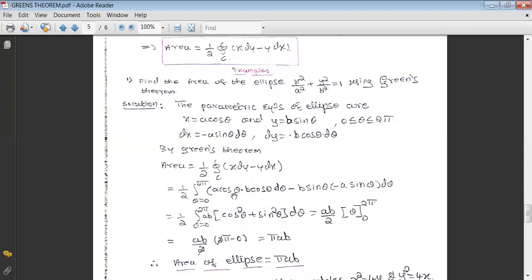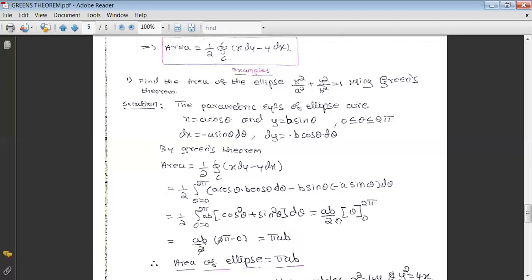Theta varies from 0 to 2 pi, x equals a cos theta, and dy is b cos theta d theta. Minus y, and y is b sin theta, and dx is minus a sin theta d theta. Let us substitute the values of x, y, dx, dy from the above steps. We are going to get this. Here also we get ab, that ab is taken out. Here cos theta into cos theta is cos square theta, minus of minus becomes plus, that gives us sin square theta, after taking d theta as a common term.